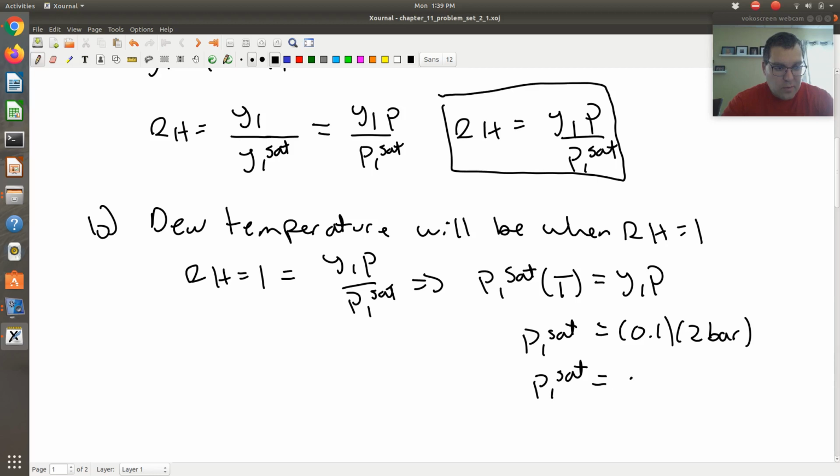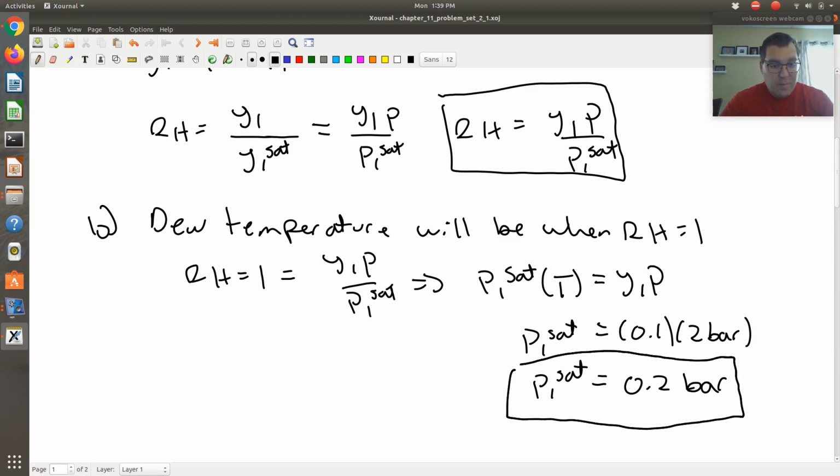P1 sat would be equal to 0.2 bars. So I'd go to my steam tables and search for the temperature at which my saturation pressure is equal to 0.2 bars. Or again, if you had an Antoine equation, you could solve for the T for which Psat was equal to 0.2 bars. Okay, cool. But whenever you see T, think of Psat.